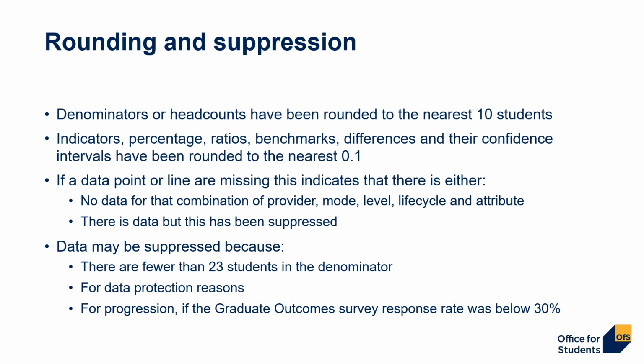If a data point or a line is missing, this could be because there is no data or because the data has been suppressed. There will be some combinations of provider, mode, level, life cycle, or attribute that have no data. In specific cases, the data is unavailable or non-applicable. For example, we do not have data on ABCS quintiles for attainment. We suppress data for a variety of reasons, including if there are fewer than 23 students in the denominator, or there are other data protection reasons. For progression, we suppress the data if the Graduate Outcomes survey response rate hasn't met the 30% threshold.